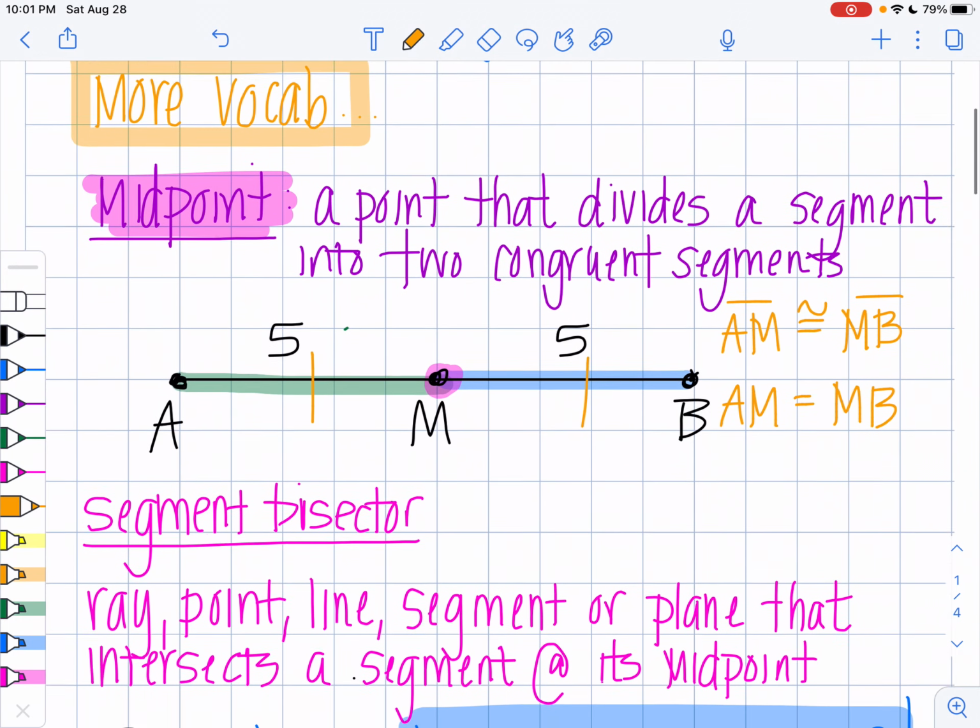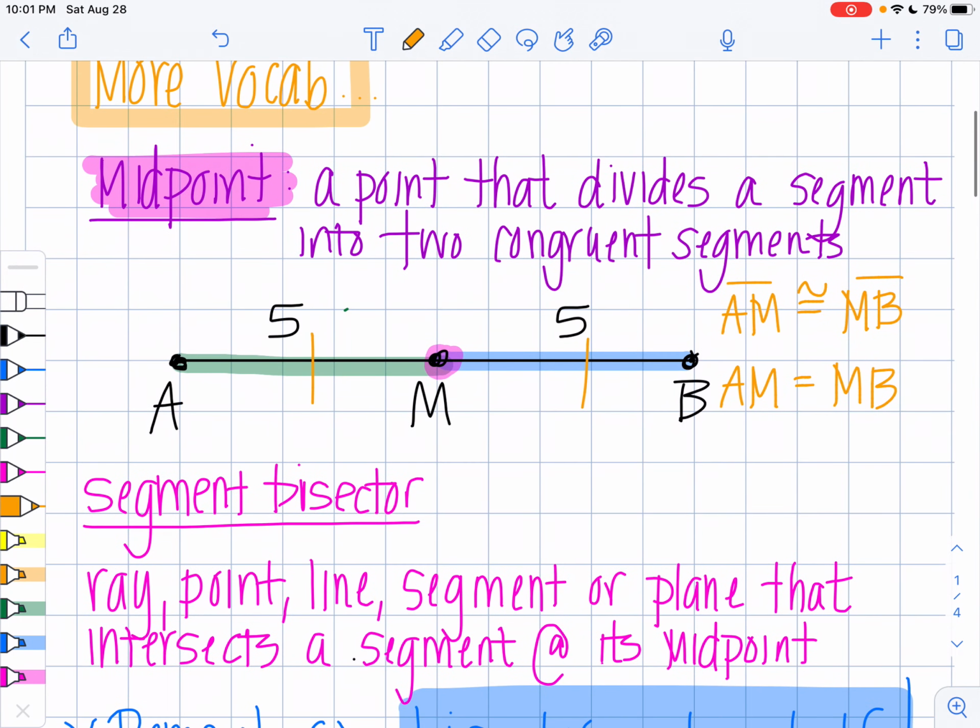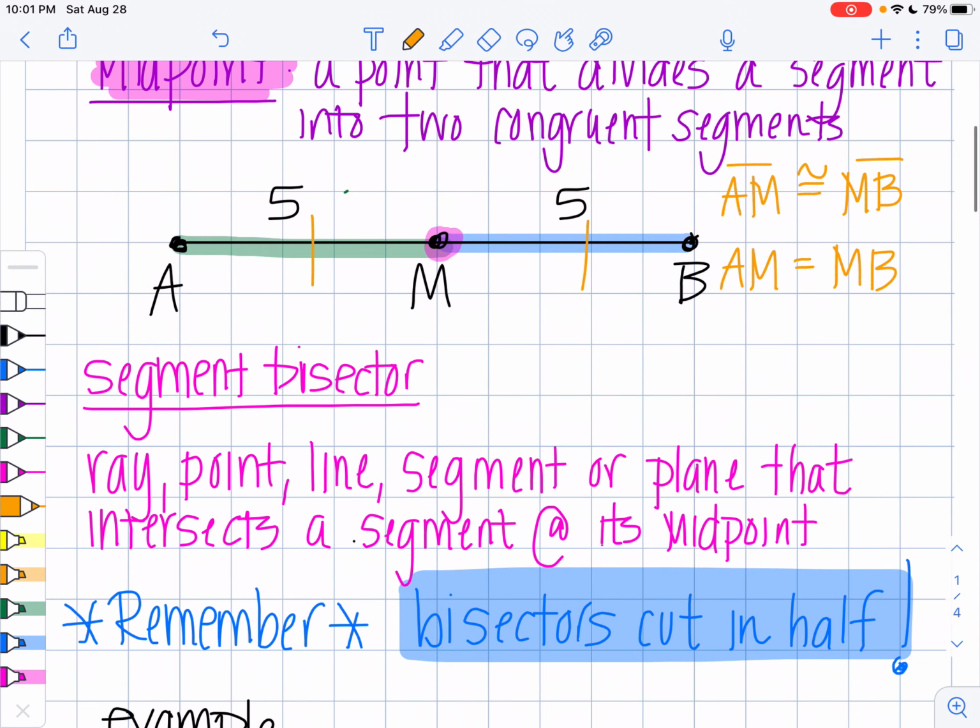Another vocabulary word that we have to talk about is a segment bisector. A segment bisector basically is anything that will cut your segment in half. The reason I say anything is because it literally could be a ray, a point, a line, a segment, or a plane. All of those things could cut your segment in half. The key thing I want you to remember is that bisector means cut in half. The pieces that you chop are going to be equal. That's all you need to remember. Bisector, cut in half.